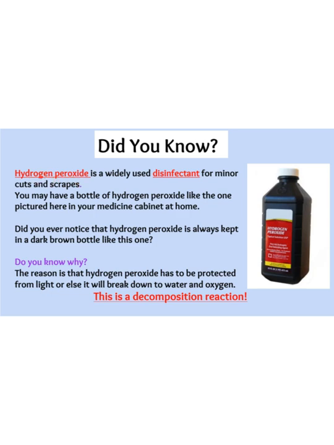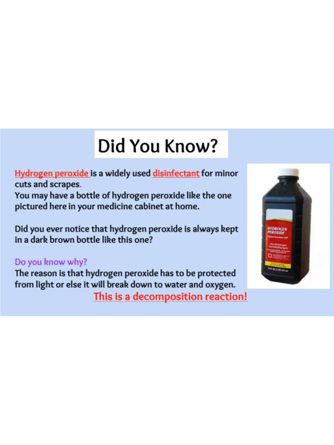Hydrogen peroxide is a widely used disinfectant for minor cuts and scrapes. You may have a bottle of hydrogen peroxide like the one pictured here in your medicine cabinet at home. Did you ever notice that hydrogen peroxide is always kept in a dark brown bottle like this one? Do you know why? The reason is that hydrogen peroxide has to be protected from light, or else it will break down into water and oxygen. This is an example of a decomposition reaction.